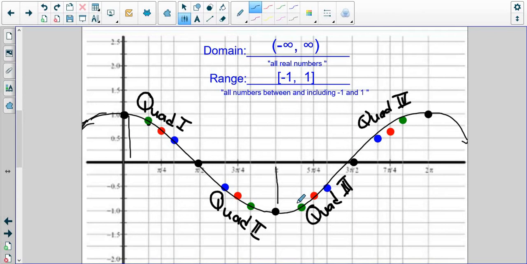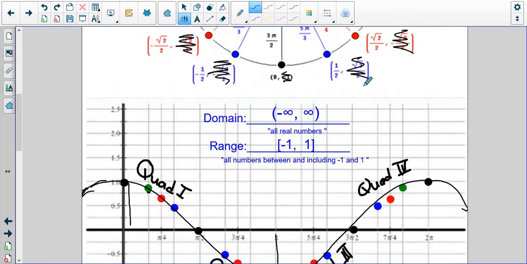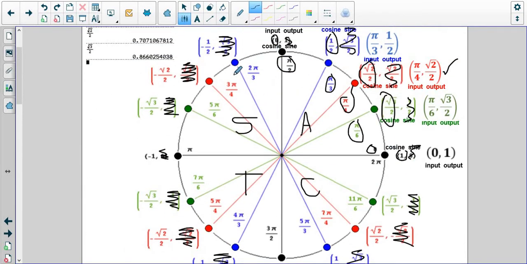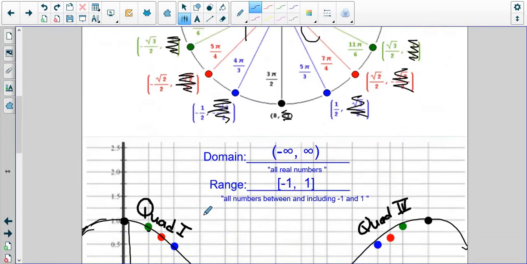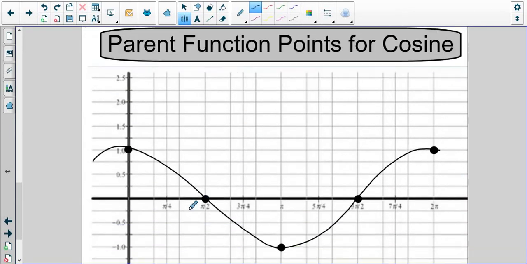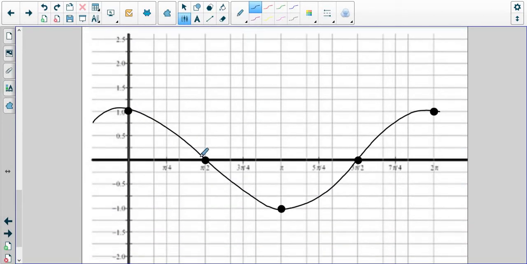Rises 1, falls 1. It is the range, but it has a different connotation in trigonometry. So the parent function points for this, again, there would only be 5 values. We're again going to focus on the axes values. So the parent function points for this are 0, 1, pi/2, 0, pi, -1, 3pi/2, 0, and 2pi, 1. All right, let's move on to our last one, which is tangent.